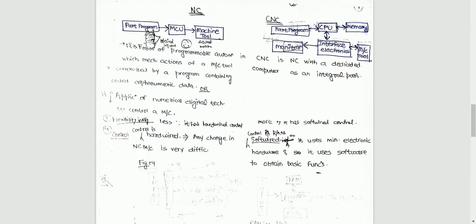Now let us understand the differences between NC and CNC. So the first one is related to the definition part. NC is a form of programmable automation in which mechanical actions of a machine tool are controlled by a program containing coded alphanumeric data, whereas CNC is a form of NC with a dedicated computer as an integral part. So a monitor will be present in a CNC.